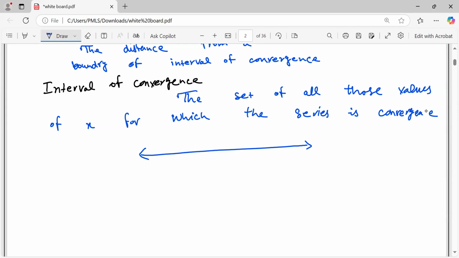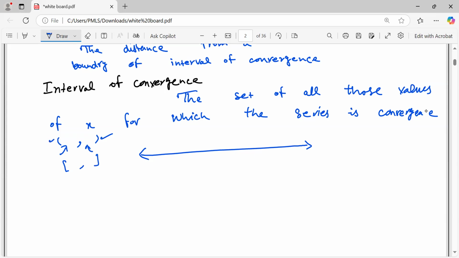So if it says that you need to find the open interval of convergence, this means that you just need to find the open interval. And if it says that you need to find the interval of convergence, then you also need to check whether these endpoints are part of the interval of convergence or not. If an endpoint is part of the interval of convergence, then you will use closed brackets, and if not, then you will use open brackets.